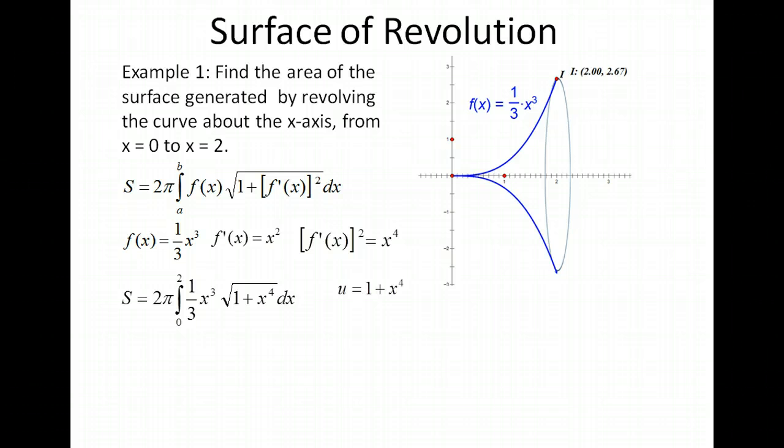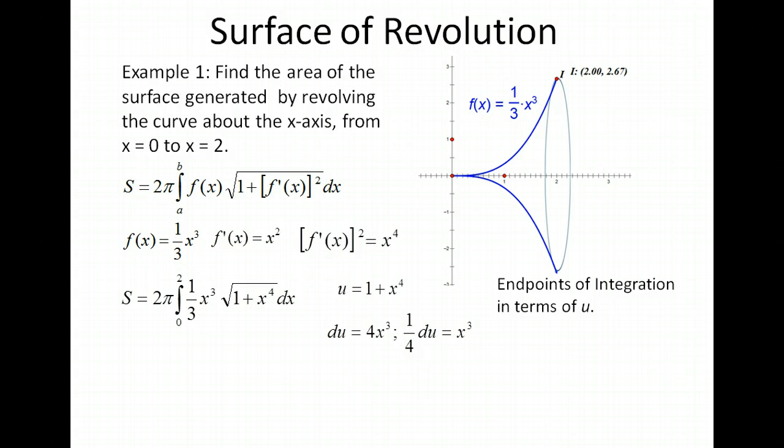Then take the derivative of that, so we get du equals 4x to the third dx, or we can rewrite that as 1/4 du. We did this because x to the third is in our integrand, and we can do direct substitution by replacing x to the third dx with 1/4 du. But before we do that, let's find our new endpoints of integration in terms of u. Using our formula for u, which is 1 plus x to the 4th, we plug in our 0, which gives us 1, and 2, which gives us 17. So 1 and 17 are our new endpoints of integration.